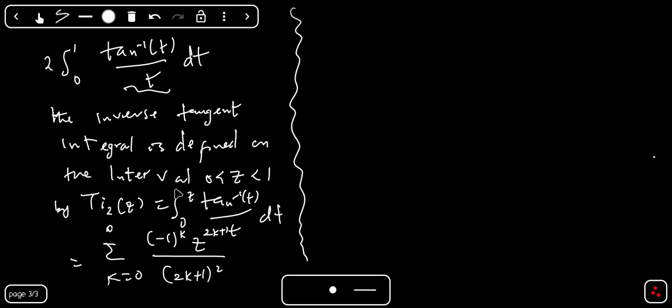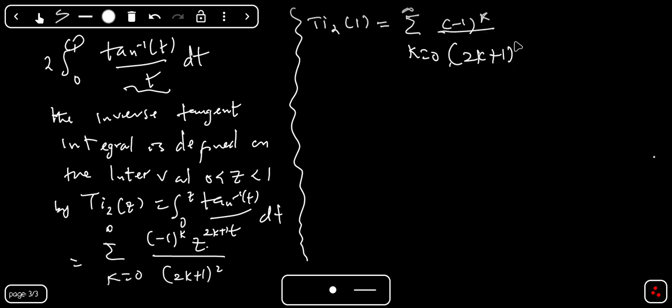Now that is beautiful. If you look at this integral right here, the value of z is 1. So we are going to have the inverse tangent integral of 1. We just substitute z to be 1. So we are going to have the summation from k equals 0 to infinity of minus 1 raised to the power of k, and 1 raised to any power is just 1, then over 2k plus 1 raised to the power of 2.